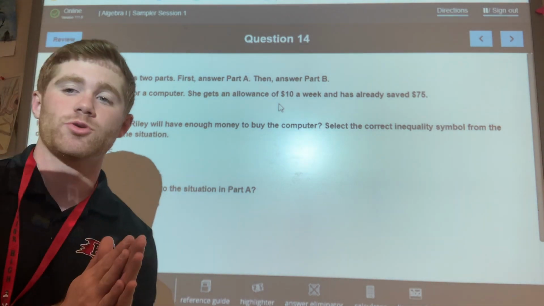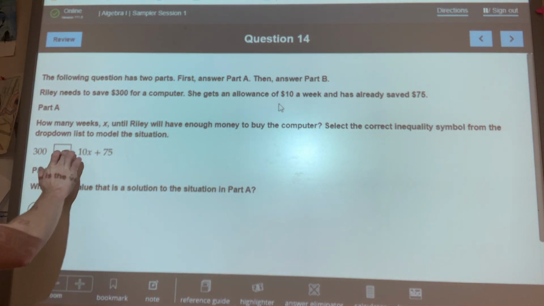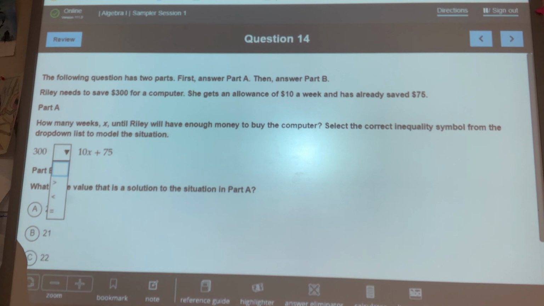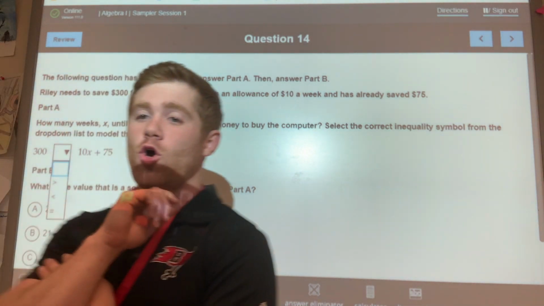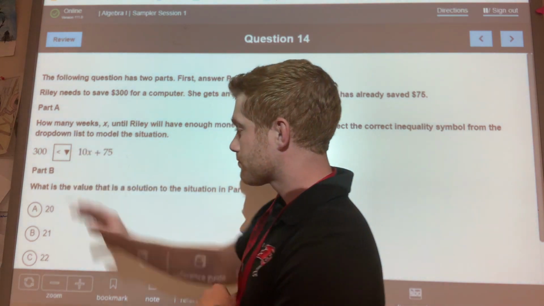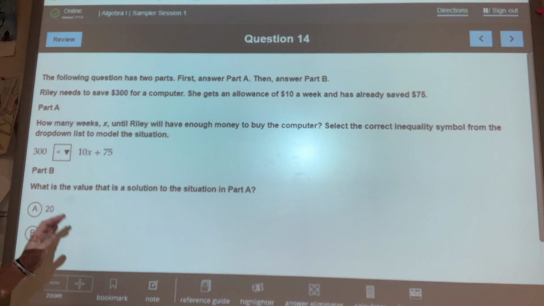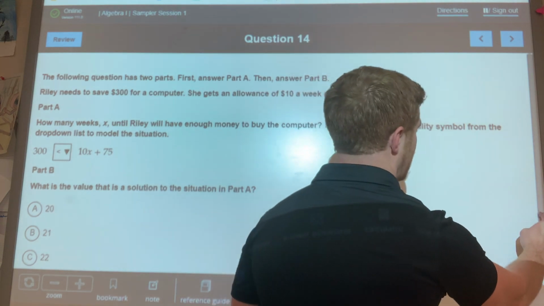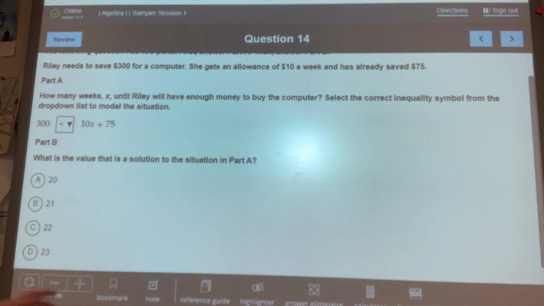Okay, so here's what we need to do first. We need to select which symbol it is. Okay, what we need is this to be greater than all of that. And you'll see why here. It says, what is the value that is a solution to part A? Okay, so if I start plugging in all of these here, okay, so let me get my calculator.